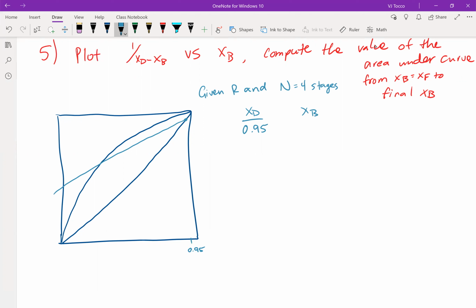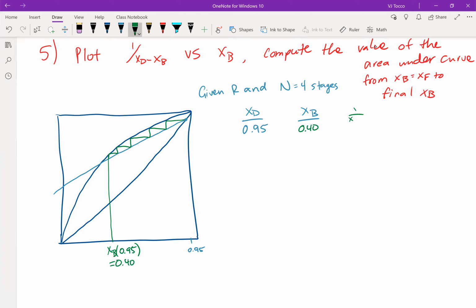All right, so at XD, I'm going to start on my light blue line and step 5 times. So 1, 2, 3, 4, 5. And once again, all these lines should be straight, and I have a difficult time doing that on my tablet. So this is my XB that corresponds to 0.95. Hard to say what exactly that is with just sketching it and no numbers, but for the sake of argument, say that this is 0.40.